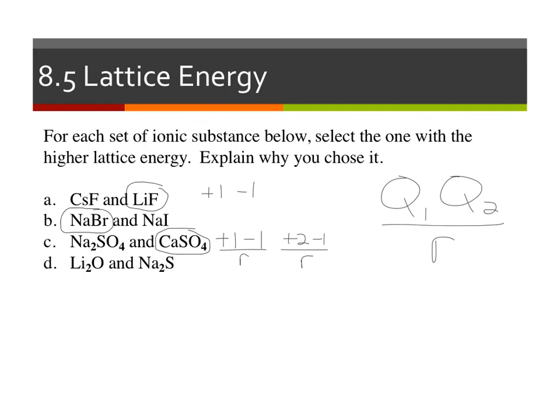Li2O and Na2S, they're both +1, -2, so we're going to look at the smaller one, Li2O. And that'll wrap up the ionic bonding and the lattices.